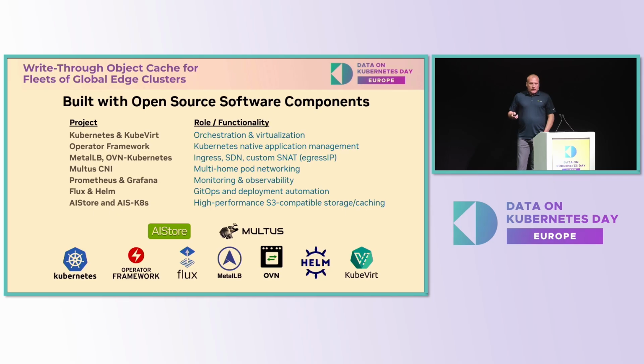So like many of you, we also use Prometheus, Grafana, Flux, and Helm for our observability, monitoring, GitOps, and deployment automation. So that all sounds probably pretty familiar. But at the core of this particular solution, what we selected is a project called AIStore. So a lot of good communities involved here. I would be remiss to not shout out and say thanks to everybody that's involved in all of those things.